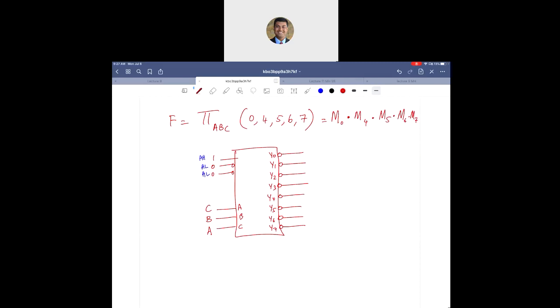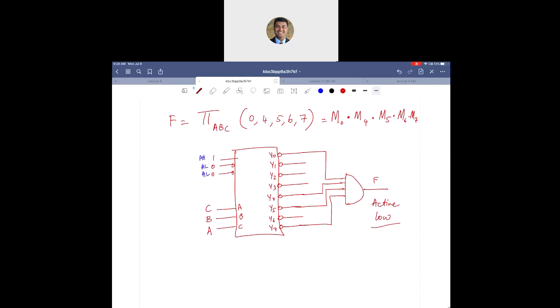That is simply take 0 here, 4 here, 5 here, 7 here, and them together to get F. Product of max terms. Now tell me, in this case, is the output going to be active low or active high? Active low in this case, yes. All right.